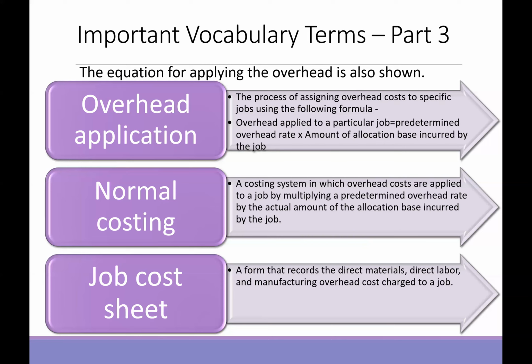Normal costing is where the overhead costs are applied to a job by multiplying the predetermined overhead rate by the actual amount of the allocation base incurred by the job. And we saw last week a job cost sheet. It's the form we utilize that transfers over direct materials, direct labor, and the manufacturing overhead that is going to be applied to a job.